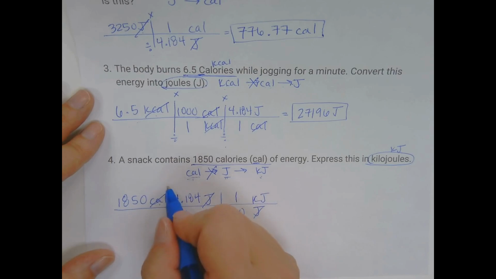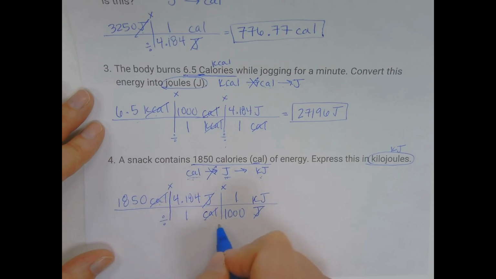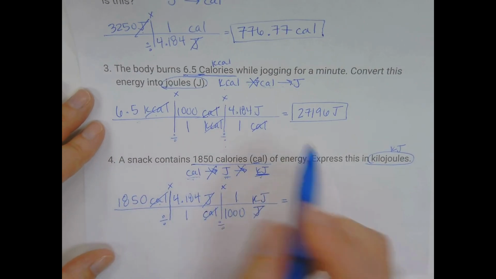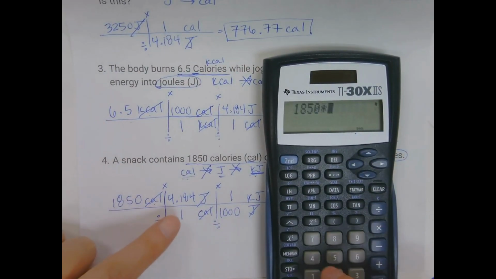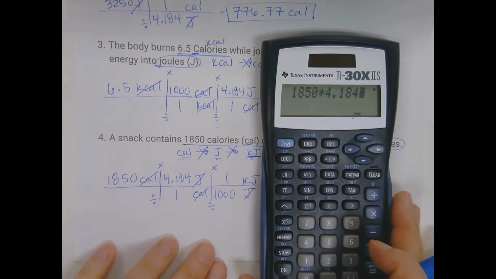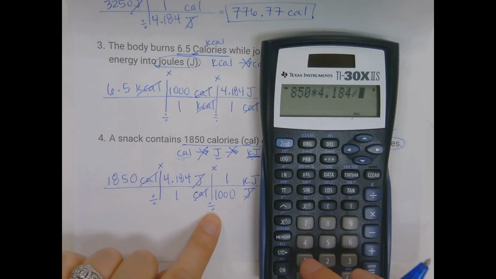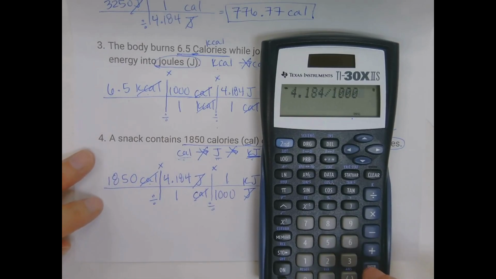So again, we're going to multiply across the top: 1,850 times 4.184 times 1, and then divide across the bottom: divided by 1, divided by 1,000. So if I put this in my calculator, and since the joules canceled, I'm ready to just find my final answer. So here we go. 1,850 times 4.184. And then I know if I multiply by 1, that's not really going to do anything. And I know if I divide by 1, that's not going to change my answer. So I'm just going to jump to dividing by 1,000. And just put this all in your calculator at the same time and hit enter.